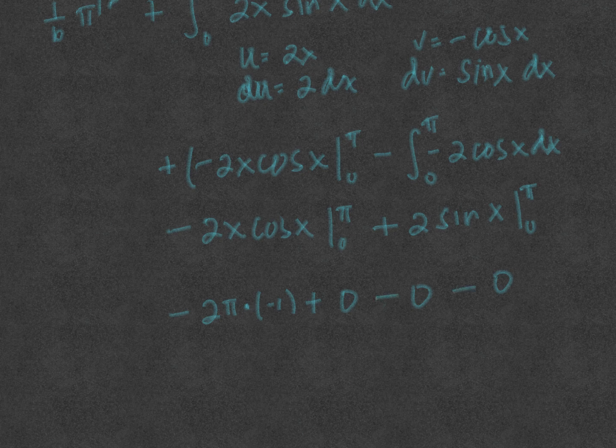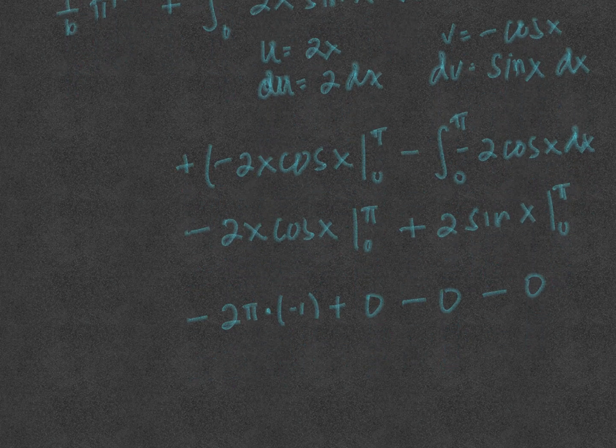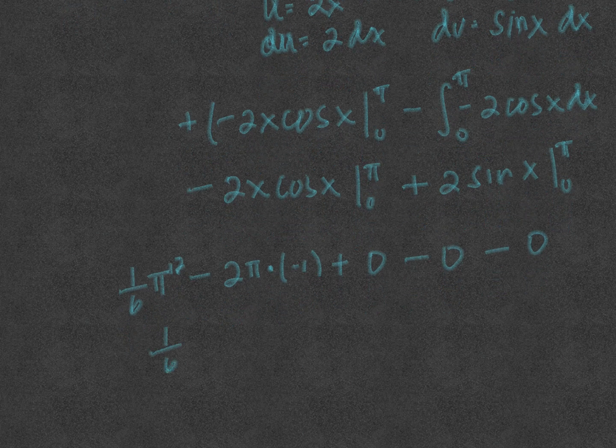Doesn't really matter. Now, remember out front, up here, we have 1/6 pi over 12. So we have 1/6 pi to the 12th plus 2 pi. And that's our answer for this line integral.